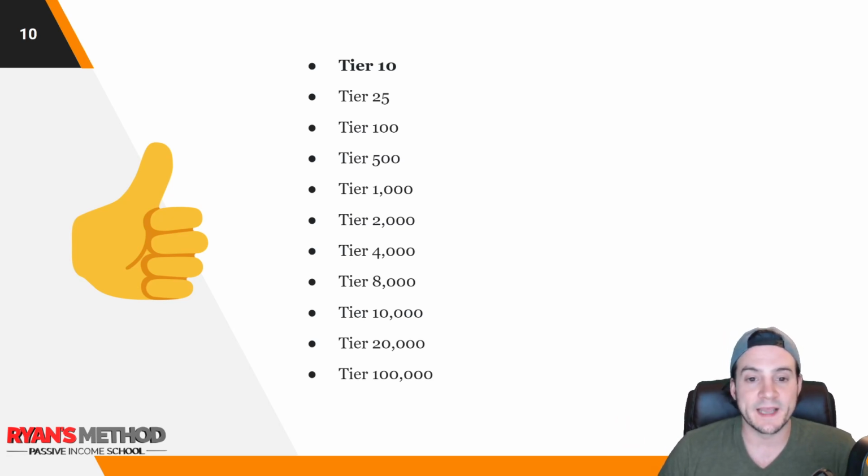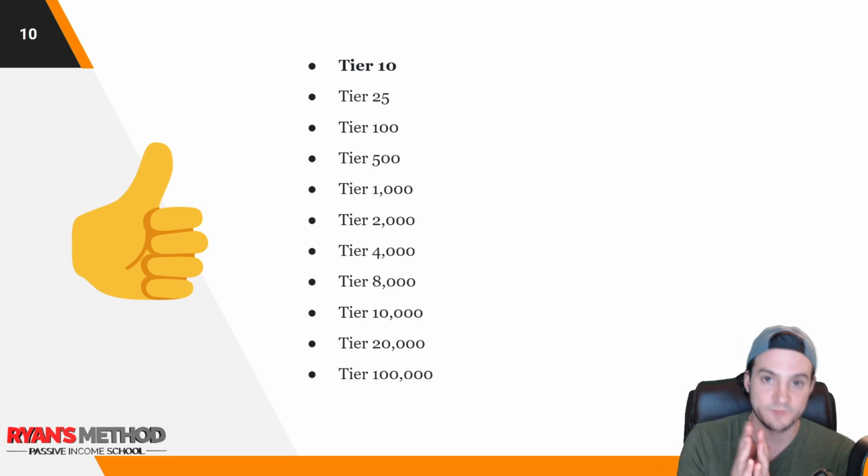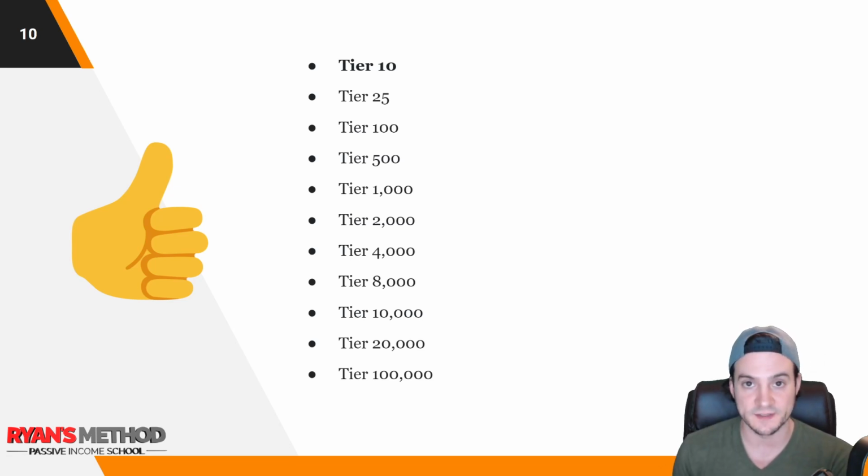So currently, again, this is my understanding, my estimate of how the tier system works. It's tier 10, and then you go to tier 25, and then tier 100, then 500, then 1,000, then 2,000, 4,000, 8,000, 10,000, 20,000, and then from 20,000 to 100,000. And if you stay till the end, I will let you know if there's a hidden tier, a secret tier above 100,000. Hint, hint, there might be.